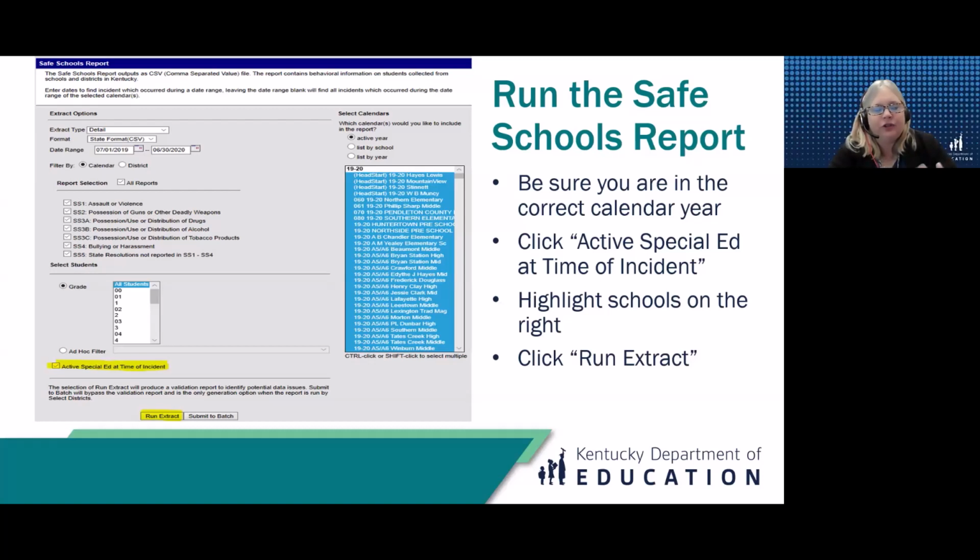There are two Safe Schools reports. One is Safe Schools. The other is Safe Schools Historical. You don't need Safe Schools Historical. That is data from 2017 and previous. So the only one you need is Safe Schools. Okay, so when you run the Safe Schools report, there's a little checkbox at the bottom that says active special ed at time of incident. So that's what you're going to check if you only want students with disabilities. If you want to look at all of them, there is a field that says IEP or student with disability. I don't remember exactly what it's called, but if that has a Y, you can filter for that. So if you have the whole report, you can do that. But if you only want students with disabilities, just check active special ed at time of incident. Make sure you have all the schools highlighted and click Run Extract. Next slide.